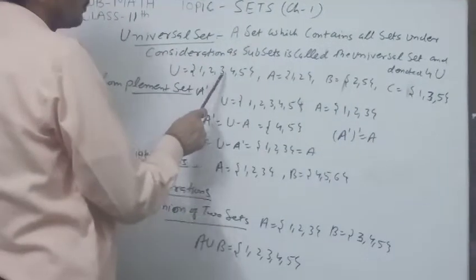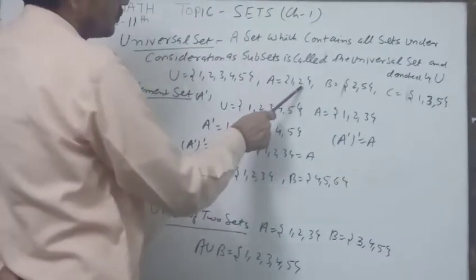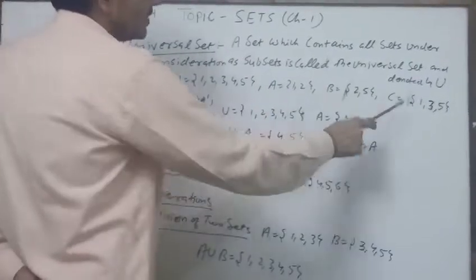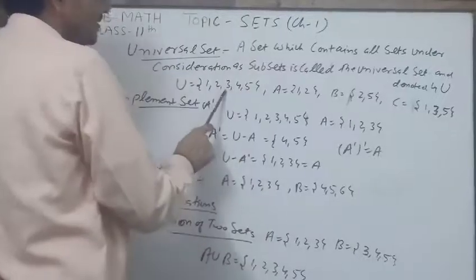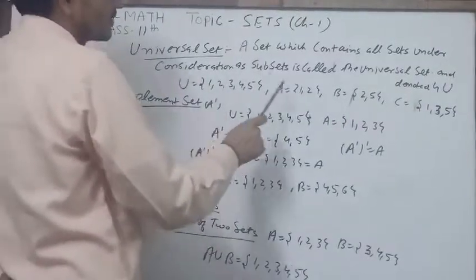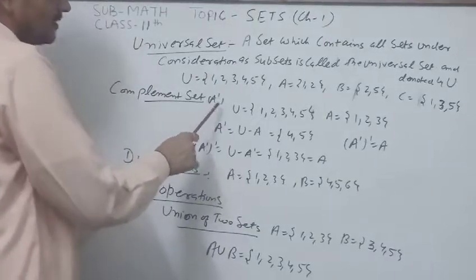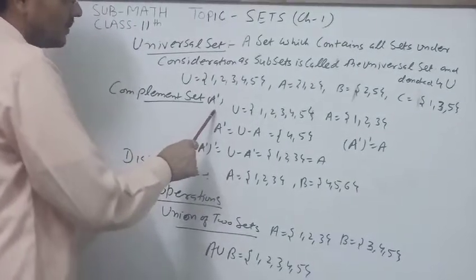If U is the set 1 2 3 4 5, and A is another set 1 2 which also exists in U, B is another set 2 5 which also exists in U, C is another set 1 3 5 which also exists in U, then U is called the universal set of these sets, right? Now complement is denoted by A dash.